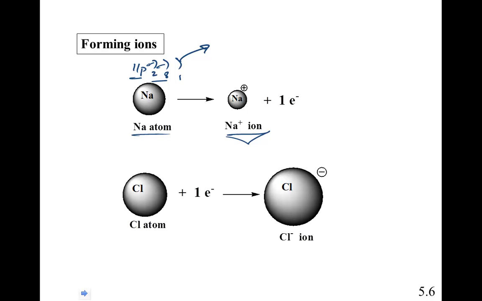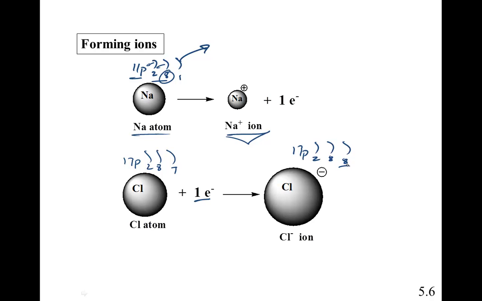The chlorine atom, on the other hand, looks like this: 17 protons in the nucleus, 2 in the first shell, 8 in the second shell, and 7 in the third shell. All right, there's my 17 electrons to go with my 17 protons. The chlorine is going to gain an electron, so that in the end it's 17 protons, 2 in the first shell, 8 in the second, and now 8 in the third. Remember the octet rule. Same thing up here. When sodium lost its outer shell electron, now it has 8 electrons in its new outer shell.